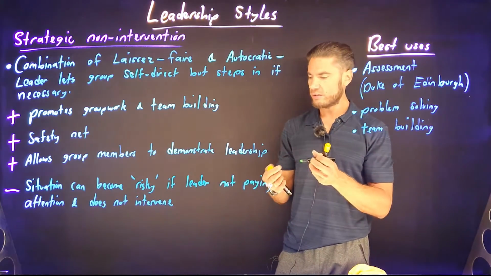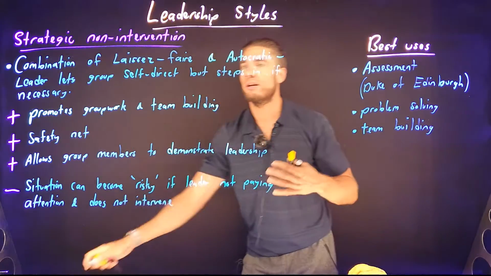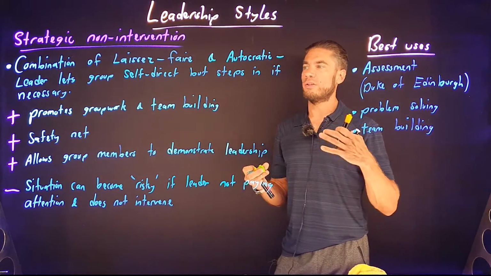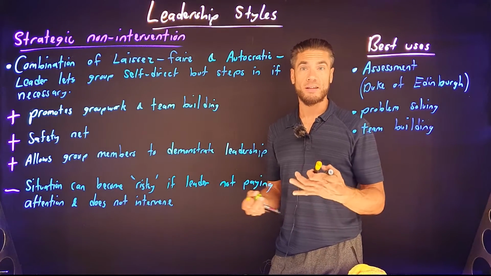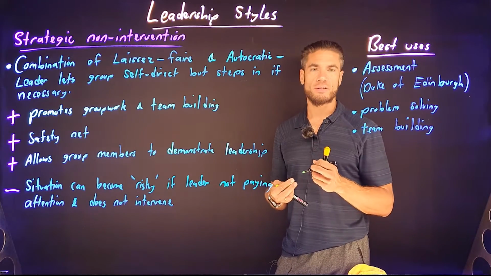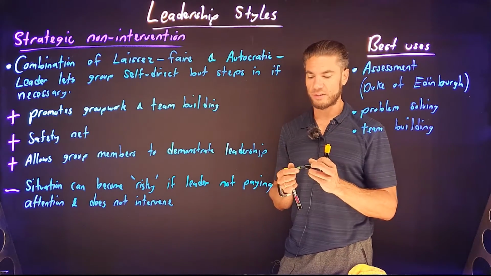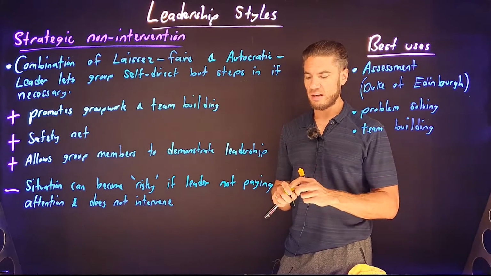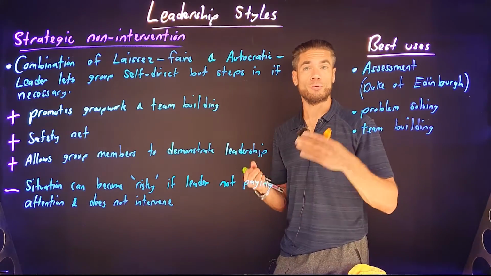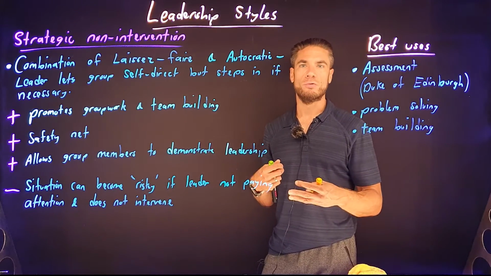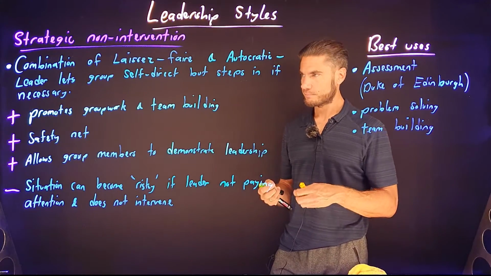Strategic non-intervention is a combination of the laissez-faire and the autocratic leadership styles. The leader will let the group self-direct, so give them an activity, let them go for it, but the leader will also step in if necessary. If the activity is not working correctly, or if they're doing something which is going to endanger other individuals, or a risk arises, or there's a general problem that the group can't solve, the leader is then there to be autocratic and take over a bit.